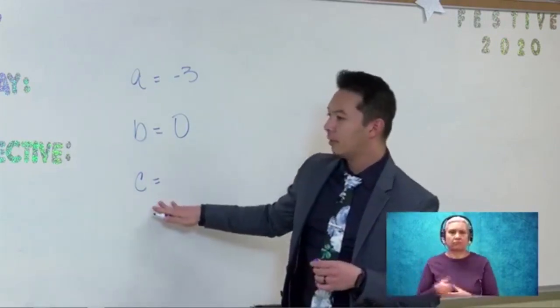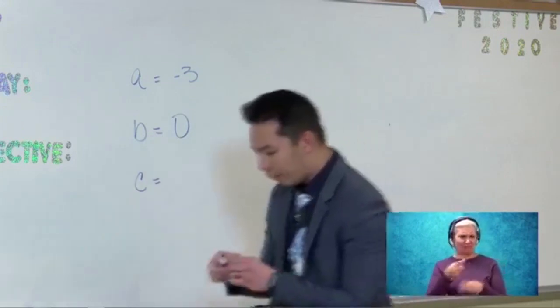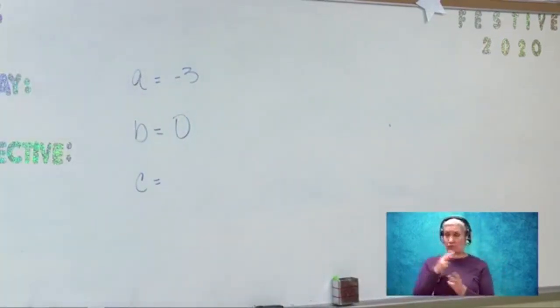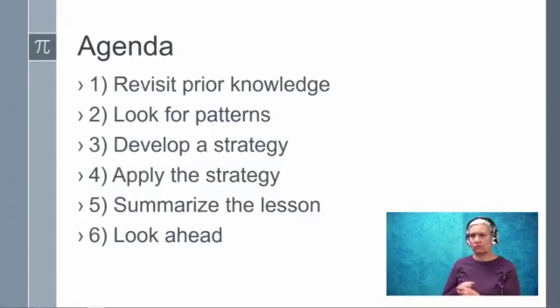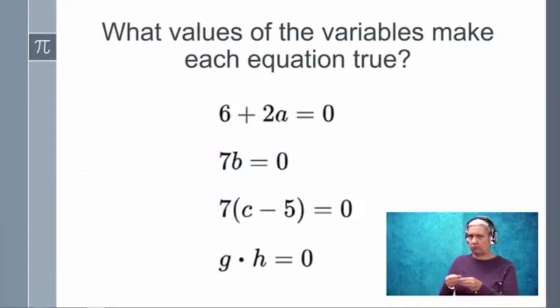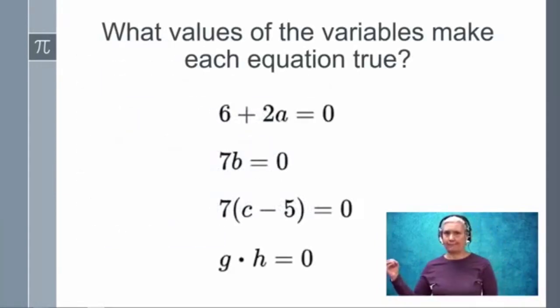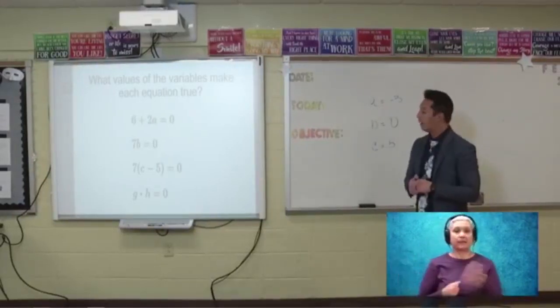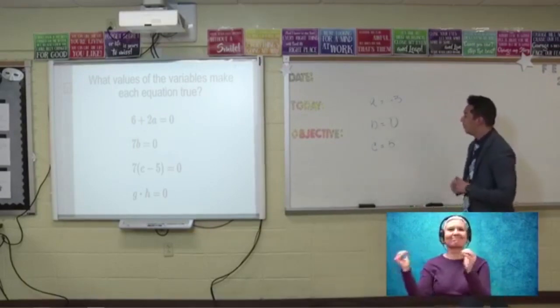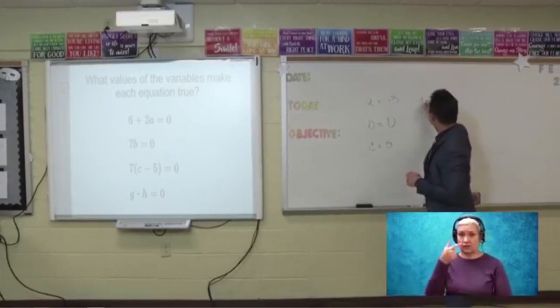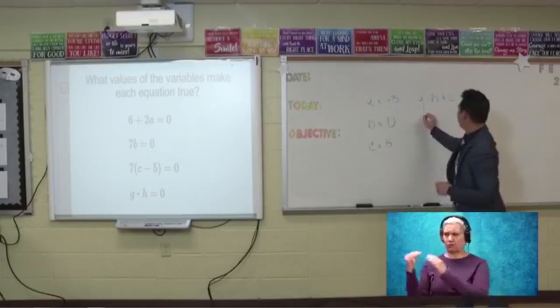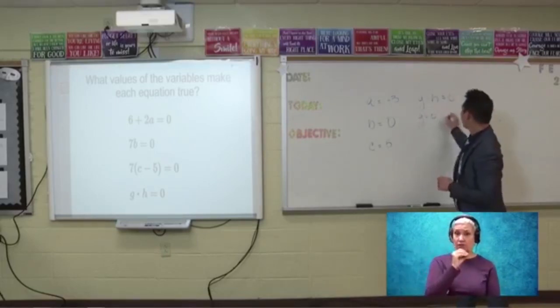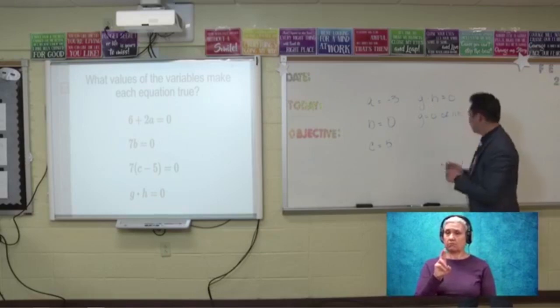In the third equation, the value for c, if I'm looking at this particular expression on the left-hand side, this entire quantity must be equal to 0. And so for that to be true, c must be equal to 5. 5 minus 5 gives us 0, and then 7 times 0 is equal to 0, similar to that second equation that we see. And in the last part, g times h is equal to 0. Either g is equal to 0 or h is equal to 0.